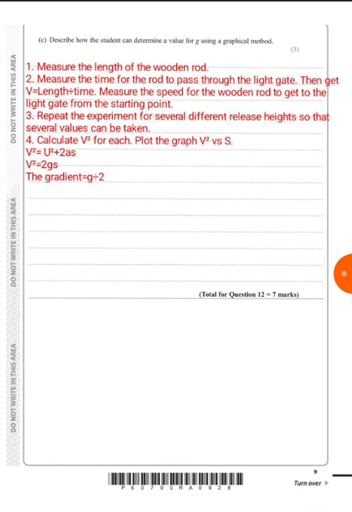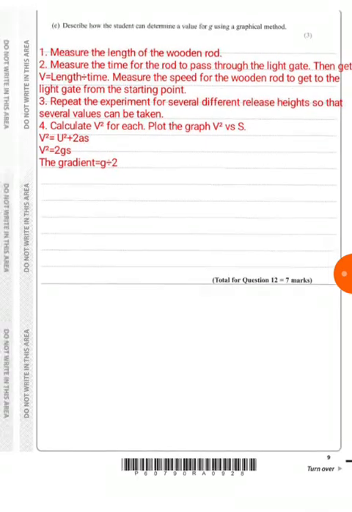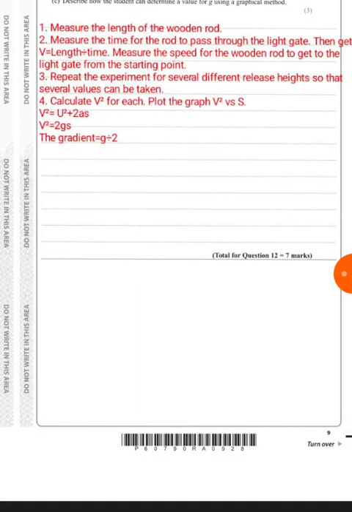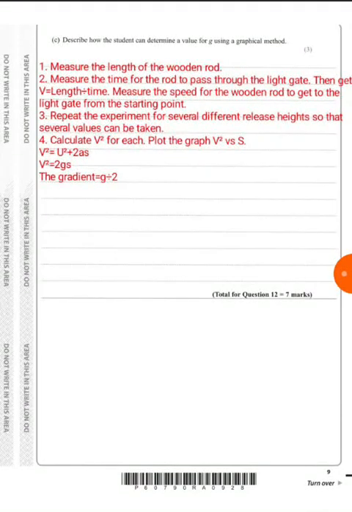C. Describe how the student can determine a value for g using a graphical method. So they are asking how to get the value for g using a graphical method. So I have written it in 1, 2, 3 form so that you can understand. But for the actual paper, when you are writing it, you must write it in paragraphs, because for point form they don't give marks. But here I wrote it in 1, 2, 3 form because then you all can remember, because these questions are related to the practicals you have done in physics unit 1. Therefore, I gave it in 1, 2, 3 form because it's easy for you all, and for me as well.